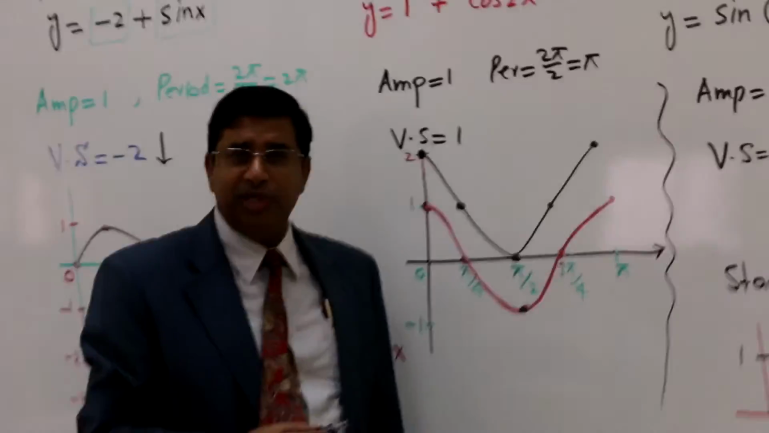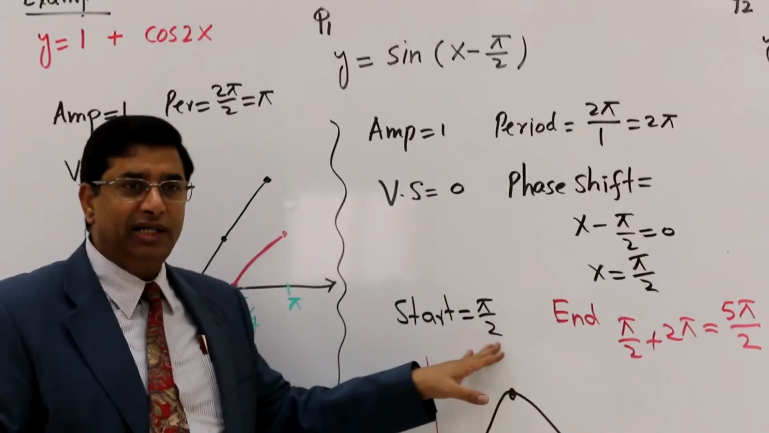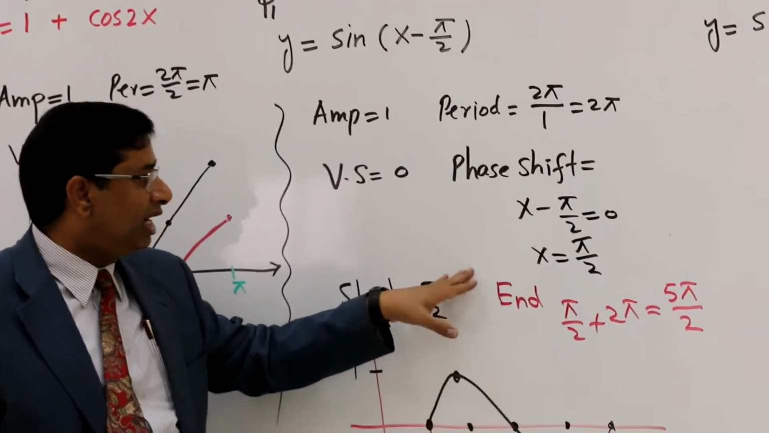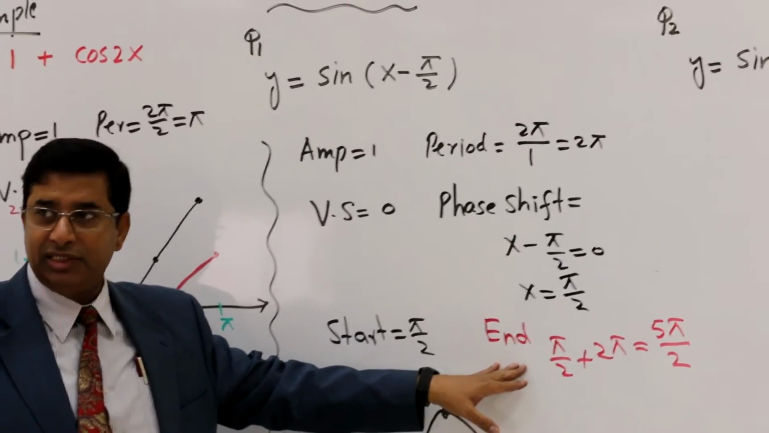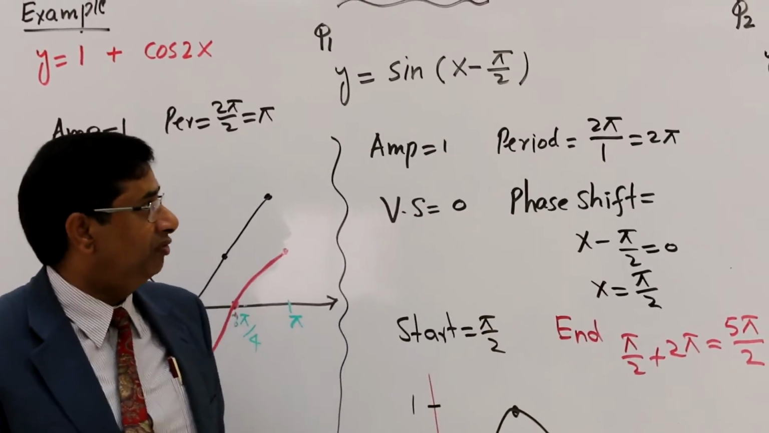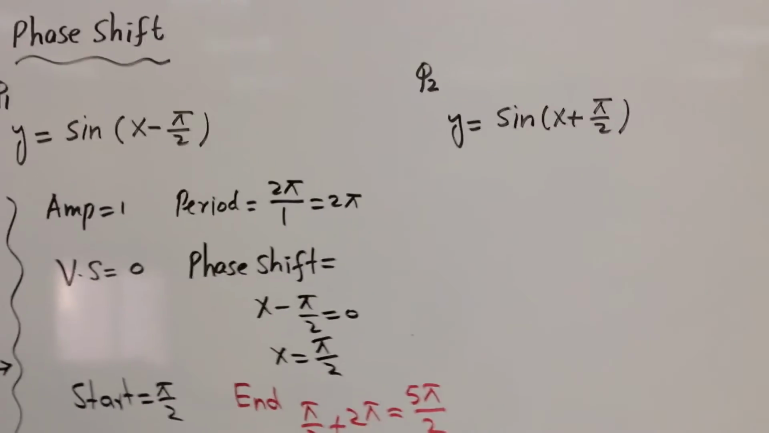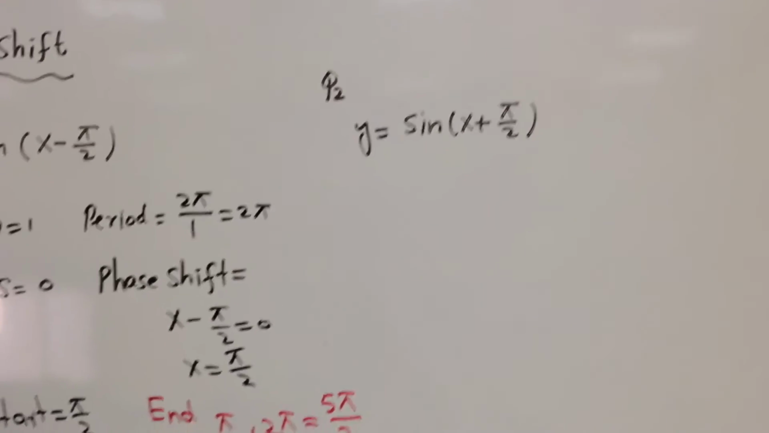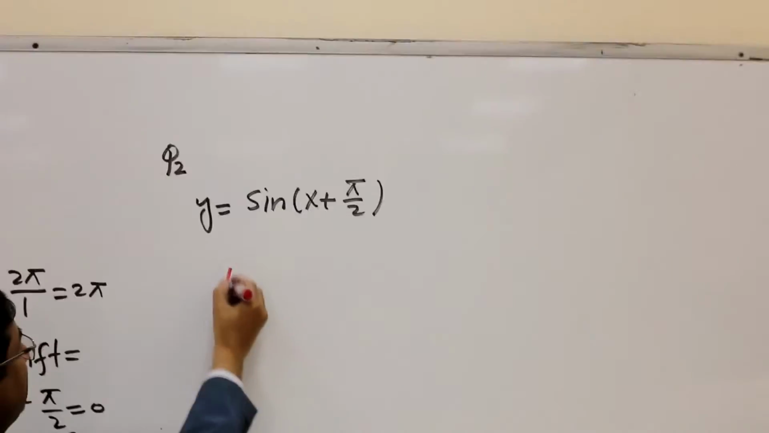So in case of phase shift, we find out the starting point, and then by adding the period to the starting point, we can find where the graph ends. Let's try another example on phase shift. Here is x minus pi over 2, and in the next question you can see there is x plus pi over 2. Same way, write out its amplitude first.